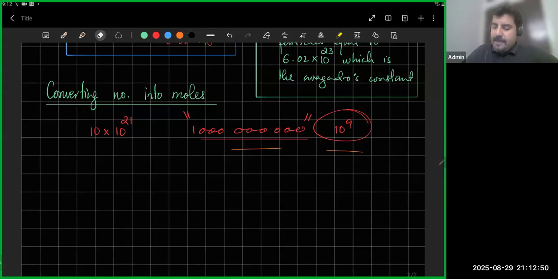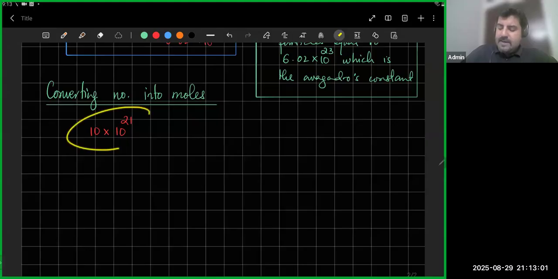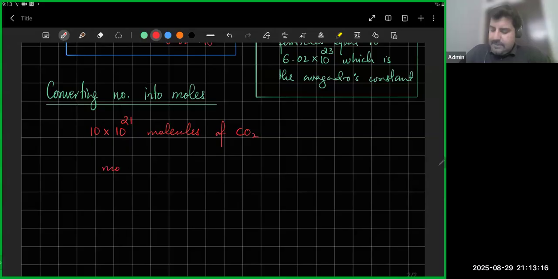Obviously remember this is not math. They're not giving you marks for converting to standard form or not. So there's no marks for conversion, but normally big numbers are written in standard form. So 10 into 10 to the power 21 molecules of CO2. That's a huge number of molecules of CO2 that I have. I want to convert into moles. Simply take that number and divide by what a mole is: 6.02 times 10 power 23. And make sure when you do this on your calculator, put brackets around it.